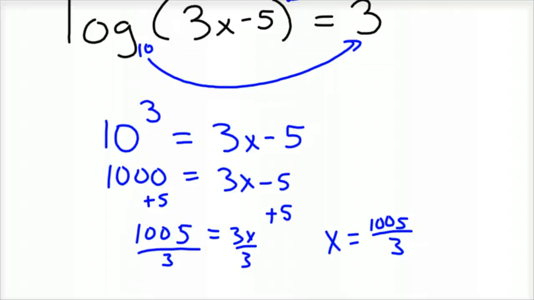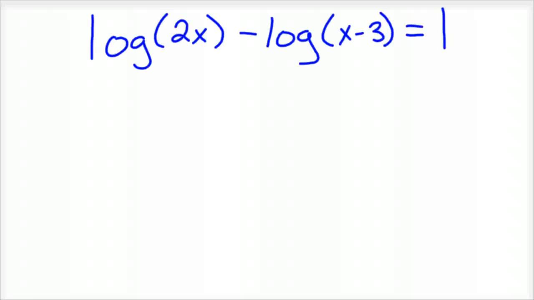But you want to get whatever equation you have, try to get it to one logarithm and then convert it to an exponent. It generally makes the logarithm part of it disappear quickly. It makes them pretty simple. So let's look at something else. So you look at this next problem. This was a little more complicated. Log 2x minus log x minus 3 equals 1.